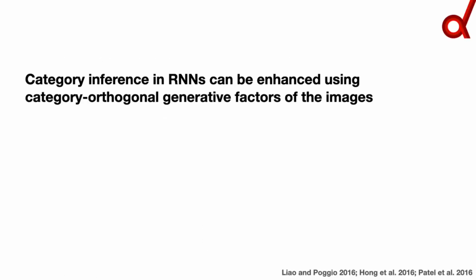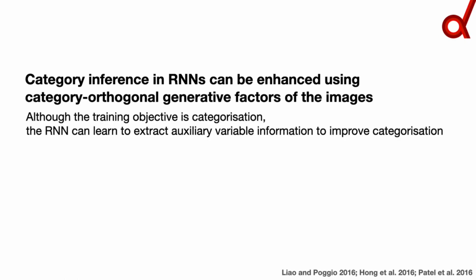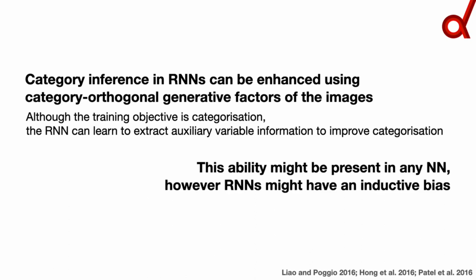Given these results, we can conclude that category inference in recurrent neural networks can be enhanced using category-orthogonal generative factors of the images. The cool part is you don't need to actually train the network to use these category-orthogonal parts. It creates its own implicit goal to perform categorization. We think that this ability might be present in all neural networks. It doesn't have to be a recurrent neural network. This has actually been shown in deep feedforward neural networks, that you can find auxiliary variable information in those networks too.